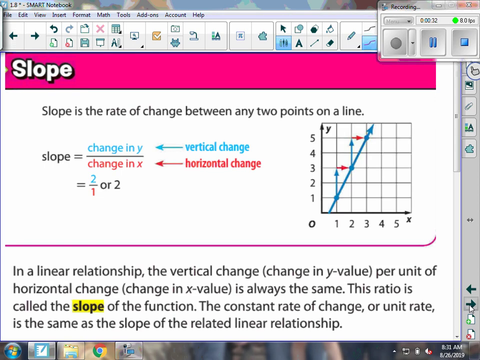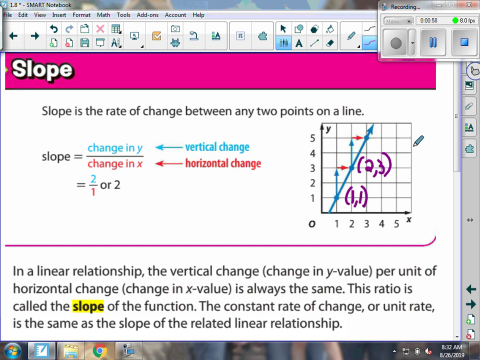Okay, so slope is the rate of change between any 2 points on a line. So here we have change in y over change in x. You hear it called rise over run. So this is going 2 up and 1 to the right. Also, you could pick your 2 points. So this one is (2, 3), and this one is (1, 1).